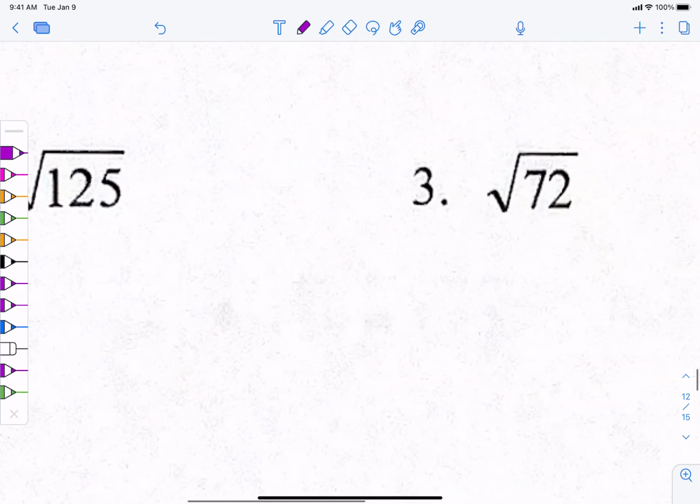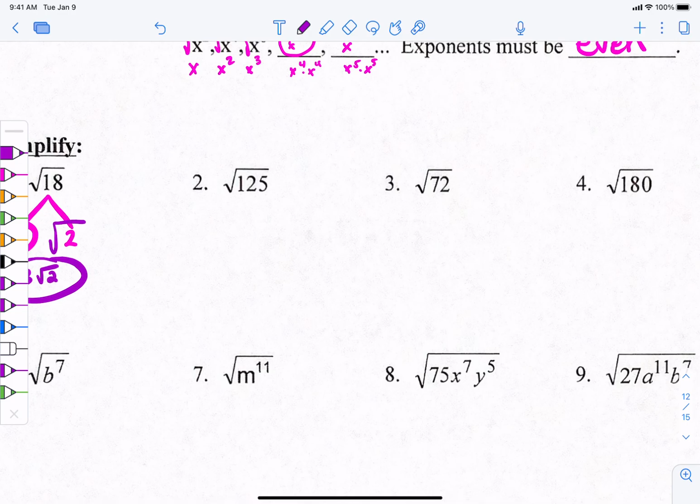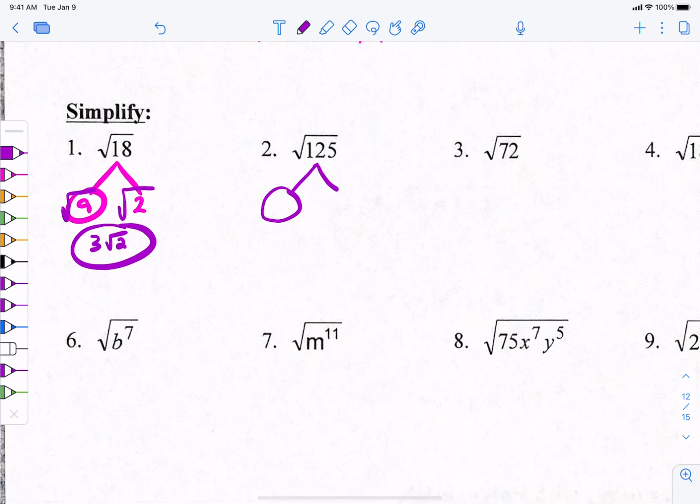Do you want time to do the next one? What's 125? Like 10 and 25? No, 10 and 25 is 250. Try again. 10 does not go into 125. It's got to end in 0. 25 and 5. Okay. Now figure out what that becomes. Keep going.